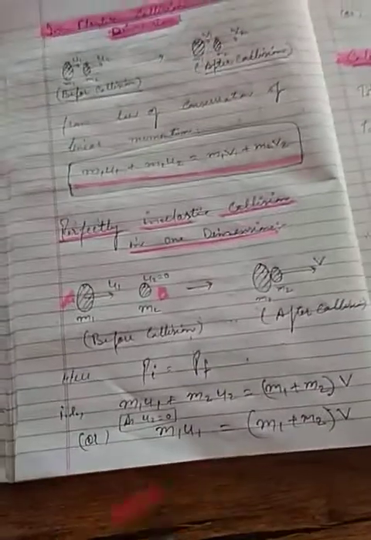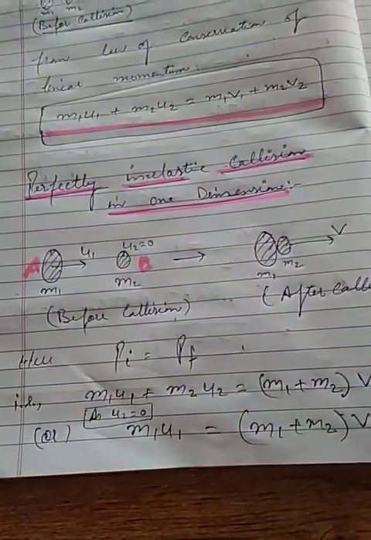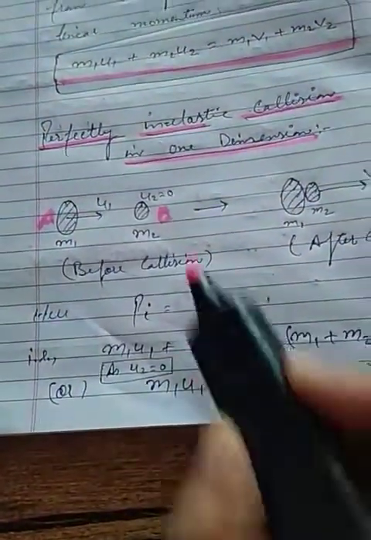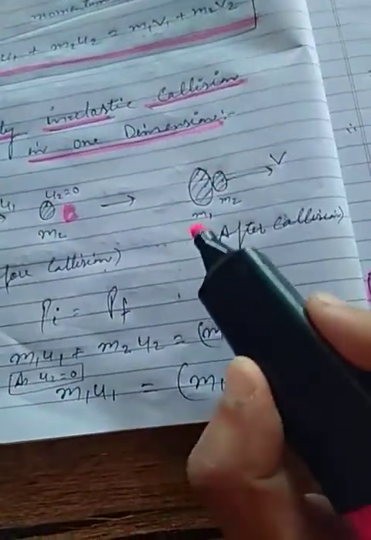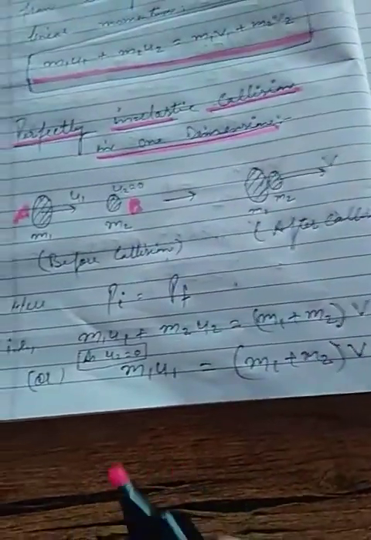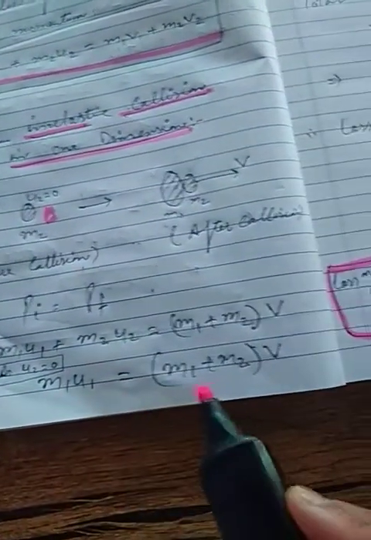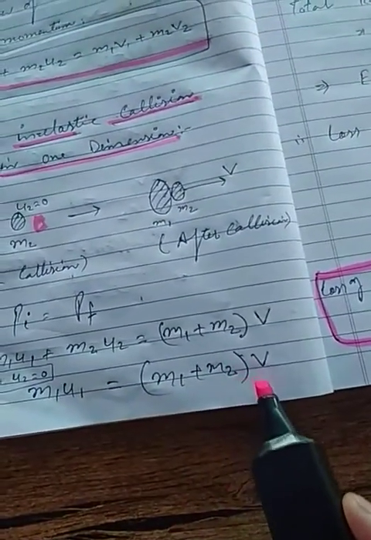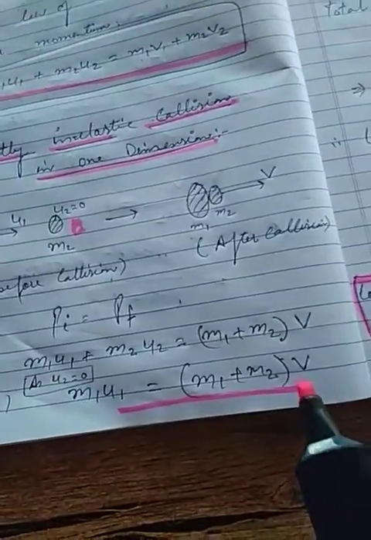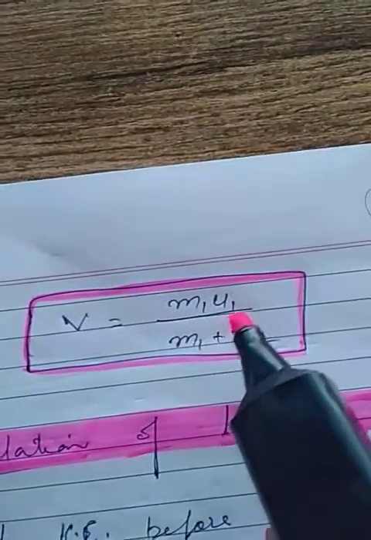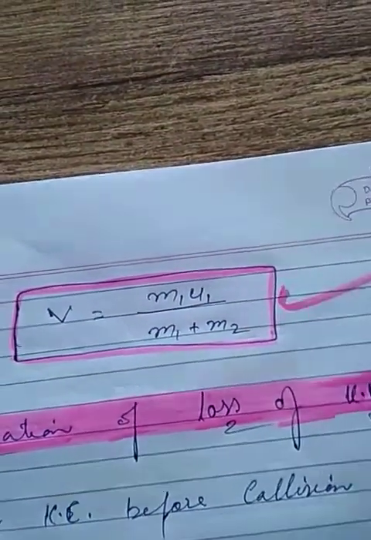Now we know the total linear momentum before and after collision is conserved, that is, total momentum before collision is equal to total momentum after collision. So m1 u1 plus m2 u2 is equal to total mass m1 plus m2 times v. Since the second body is at rest, m1 u1 is equal to m1 plus m2 times v. From there we can calculate the value of v. So v is equal to m1 u1 divided by m1 plus m2, that is the total mass.